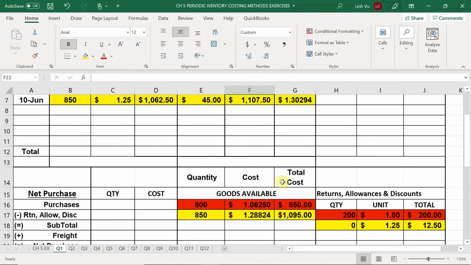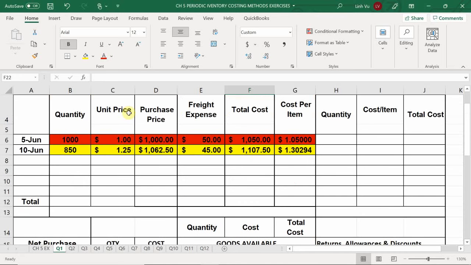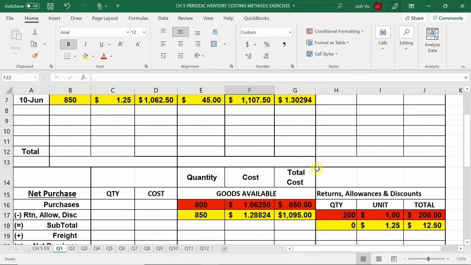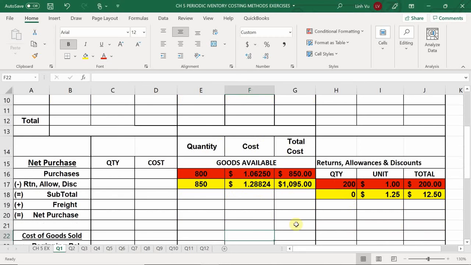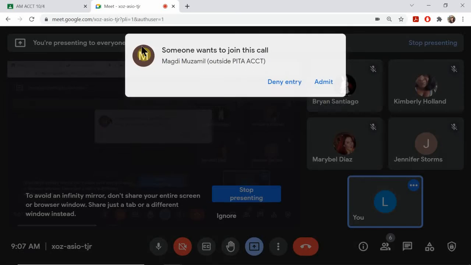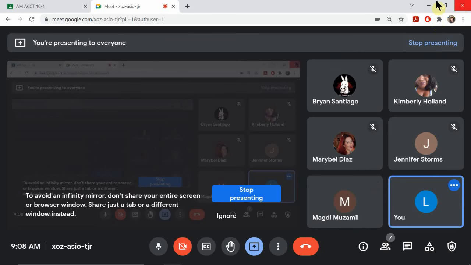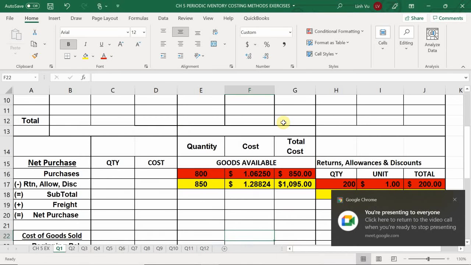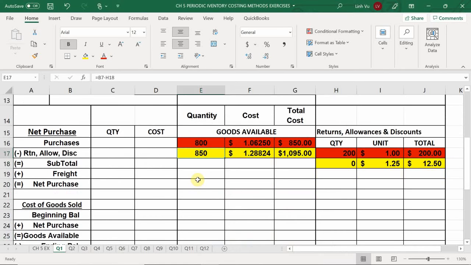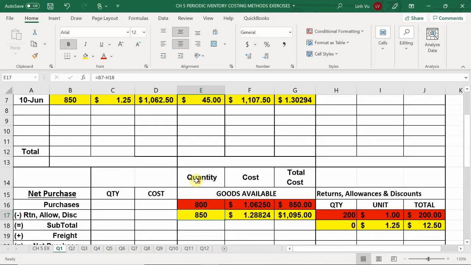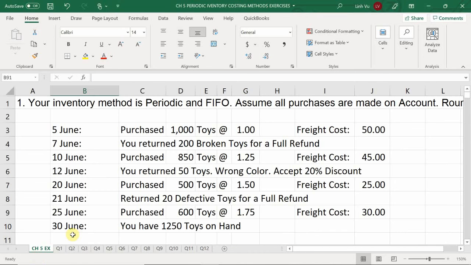So in this case, that's my new inventory. My yellow batch, I made an adjustment to my yellow batch of inventory. So now this is my goods available. So this is what I have now. Okay. Everybody good so far? Yep. Okay. All right. So then let's go ahead and see what happened next.